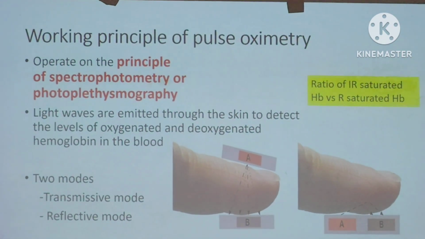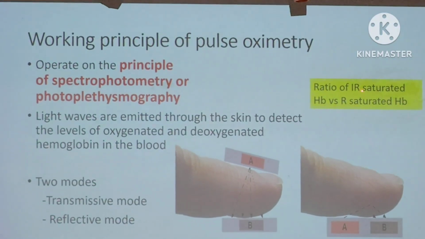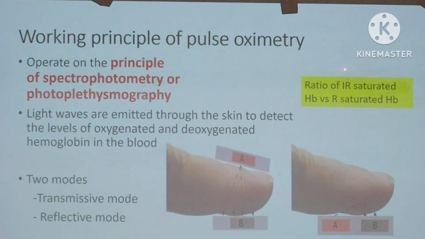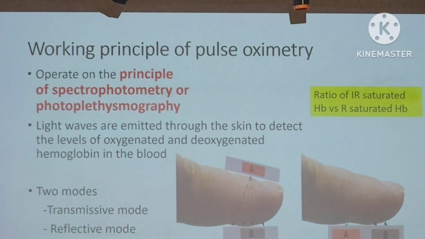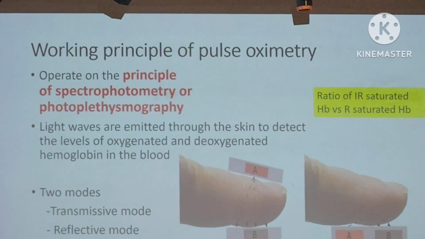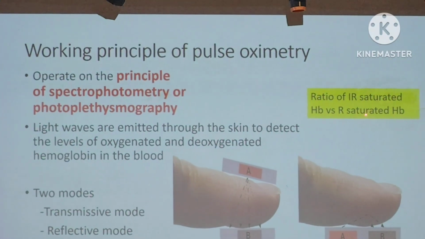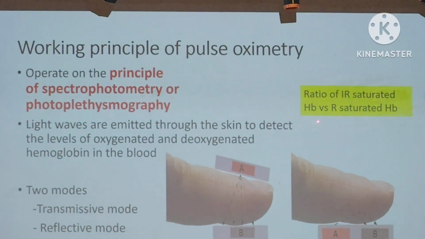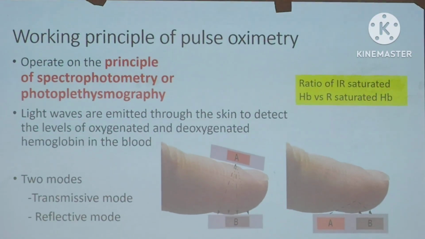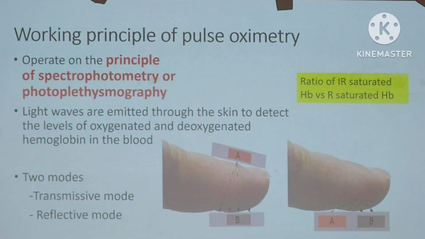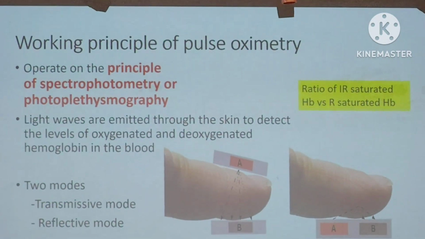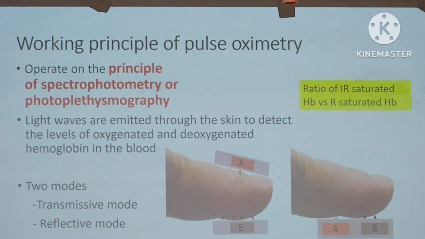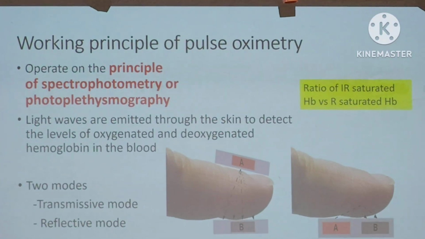In that spectrum, it is known that infrared light is absorbed more by the oxygenated blood, and red light is absorbed more by the deoxygenated blood. So SpO2 is basically the ratio of these two: the light absorbed by the oxygenated hemoglobin versus the light absorbed by the deoxygenated hemoglobin. So whatever percentage we see in the SpO2, it is the percentage of hemoglobin which is saturated with oxygen.